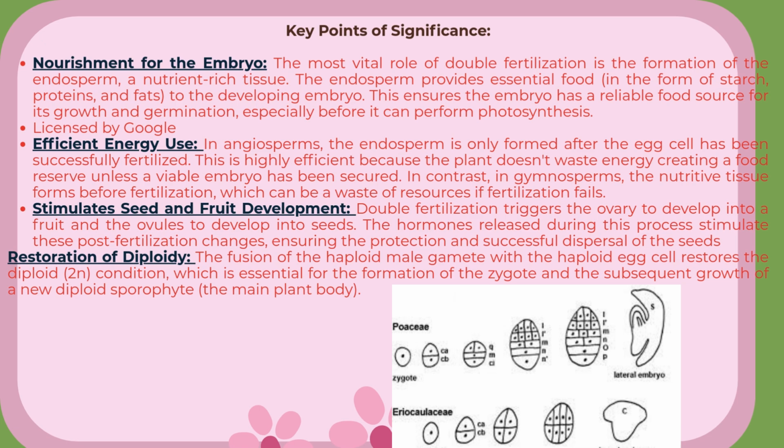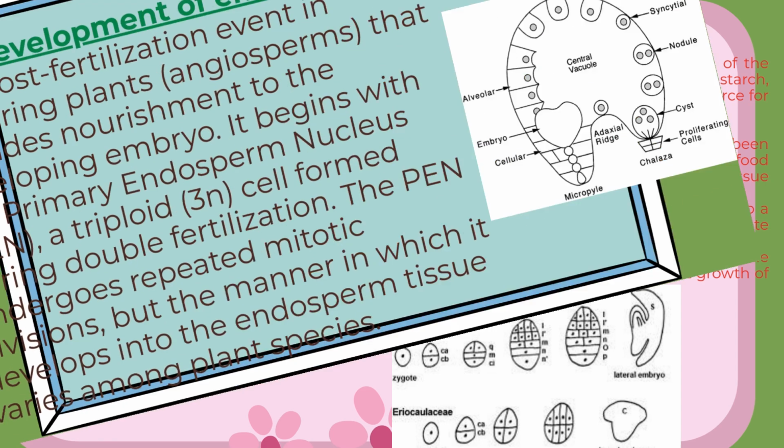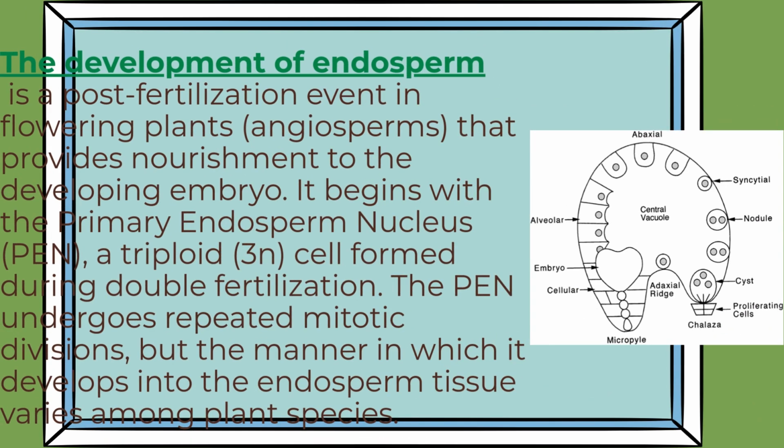Now, the last one is the restoration of diploidy. The fusion of the haploid male gamete with the haploid egg cell restores the diploid, which is 2n, condition, which is essential for the formation of the zygote and the subsequent growth of a new diploid sporophyte, the main plant body.